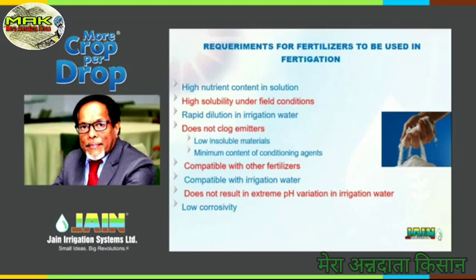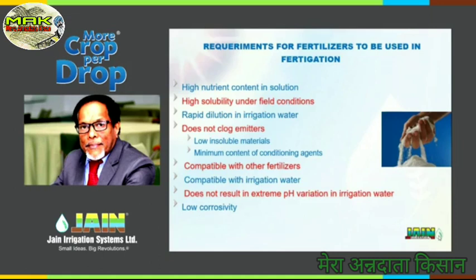Then you have rapid dilution in the irrigation water. You cannot put the fertilizer and wait for 2 hours to get the dilution done. Farmers don't use it. It's an instant solution they need. And the main thing is that these fertilizers, when applied to the water, should never clog the emitters, because the purpose is defeated then. So you should not have very insoluble material in the fertilizer, and any conditioning agent which may precipitate, or may form froth or flakes, should not be there. Those are all characteristics associated with the fertilizer you are buying.